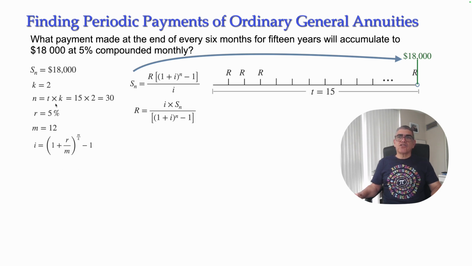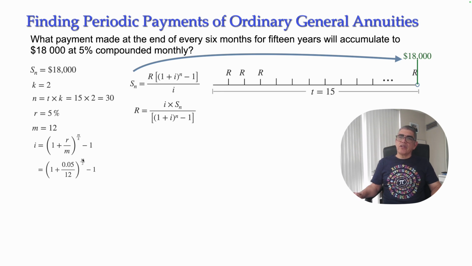So just make a substitution of everything in the formula. Here K equals 2, M equals 12, and R is 5%, 0.05. So when I make a substitution in the formula, this is what I have. And now use your calculator.